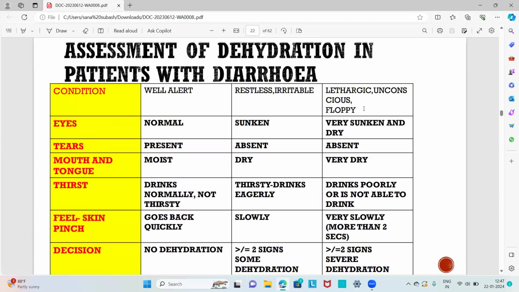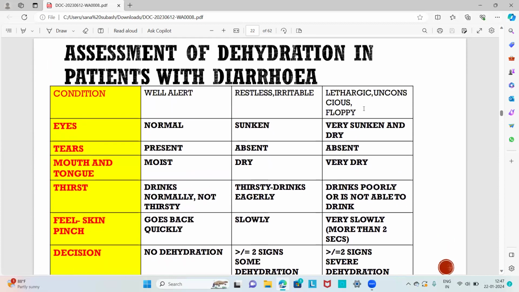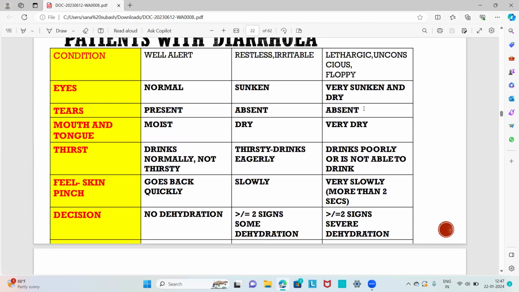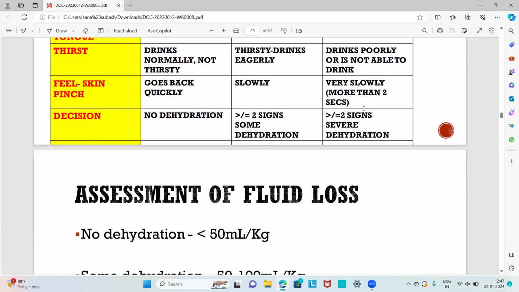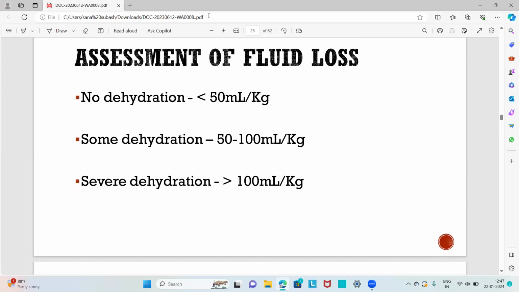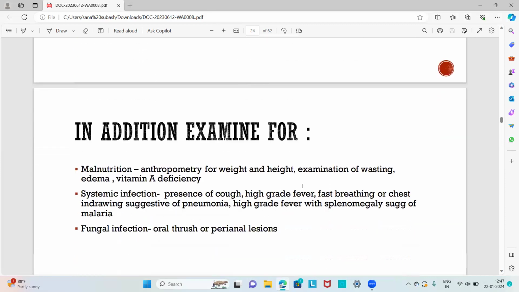So that is the WHO assessment for a patient with diarrhea, and with this categorization we have to manage accordingly. Then assessment of fluid loss. If there is no dehydration according to these features, less than 50 ml per kilogram of fluid loss is there. If there is some dehydration, 50 to 100 ml per kilogram fluid loss is there. And in severe dehydration, greater than 100 ml per kilogram fluid loss is there.